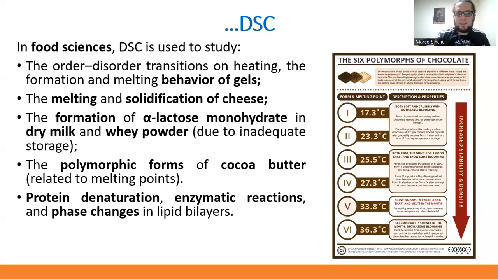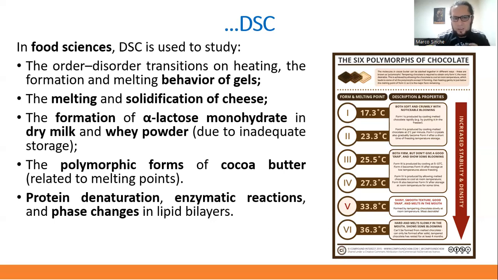Regarding food sciences, here we could see several examples in which DSC have been used. For example, to understand the behavior of different gels, or to understand the melting and solidification temperatures of cheese, and the formation of alpha-lactose monohydrate during the storage of dry milk and whey powder, which is an indicator of bad conditions, or something that is very important for the chocolate industry, the polymorphic forms of cocoa butter.